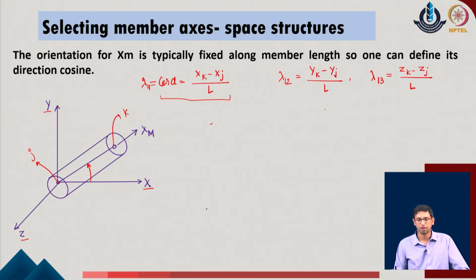So, with this idea now we are able to identify the first axis, but the question arises: how do we define the direction cosines for the other 2 directions?